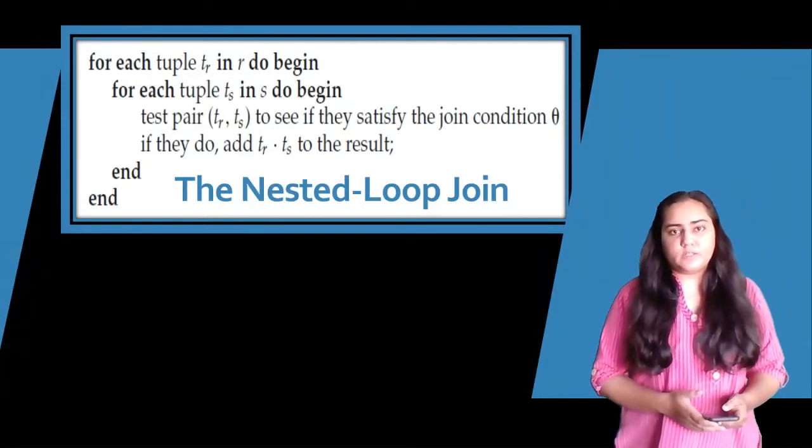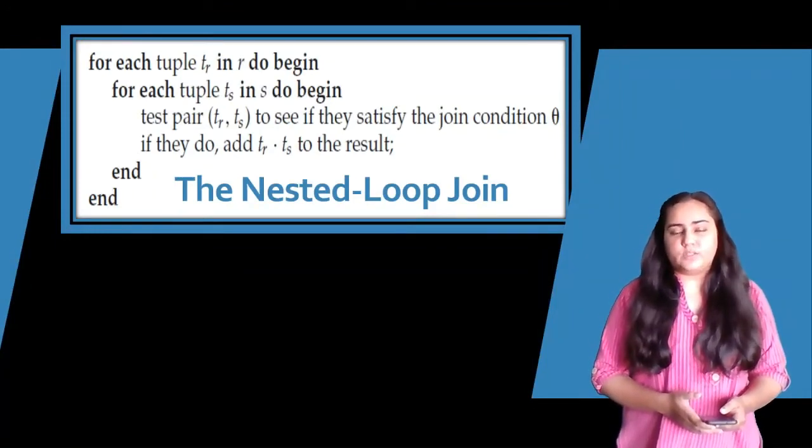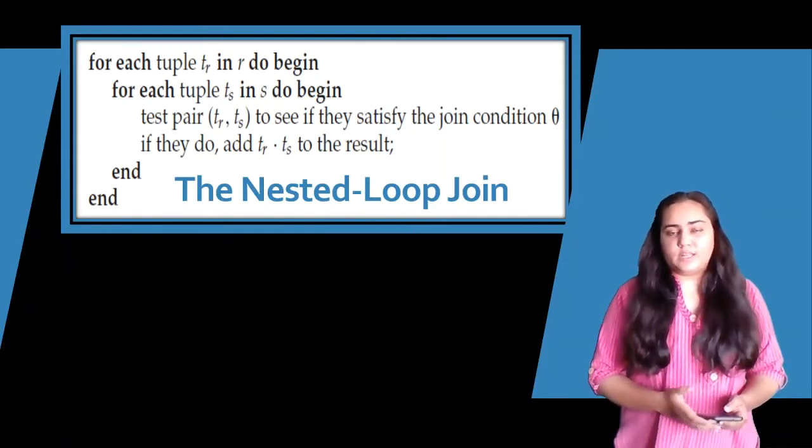The algorithm that you see here is known as the nested loop join algorithm, which is the most basic algorithm that can be applied to any database join query that you can write in SQL. So let's see how this algorithm works in practice.